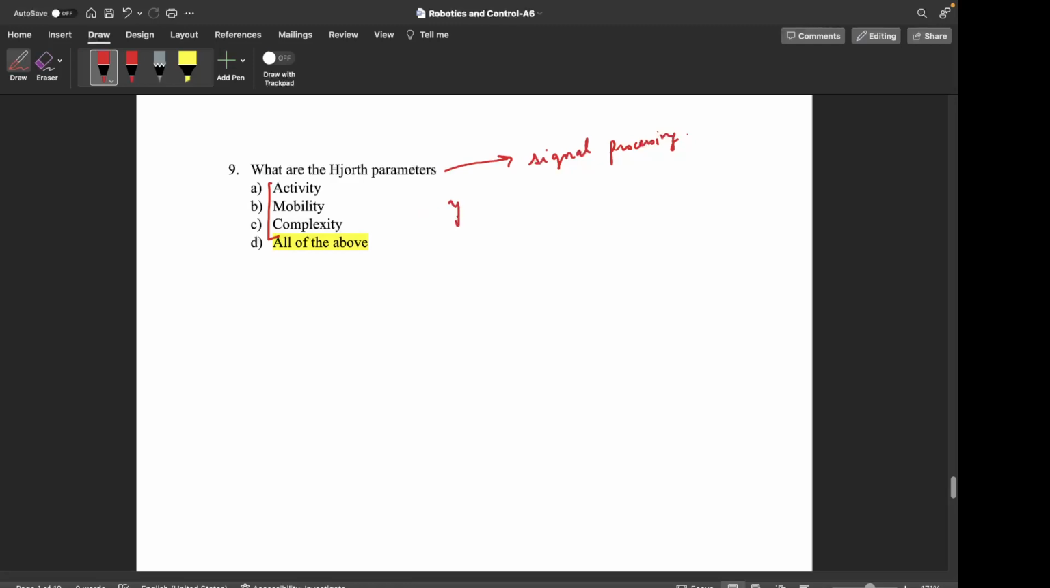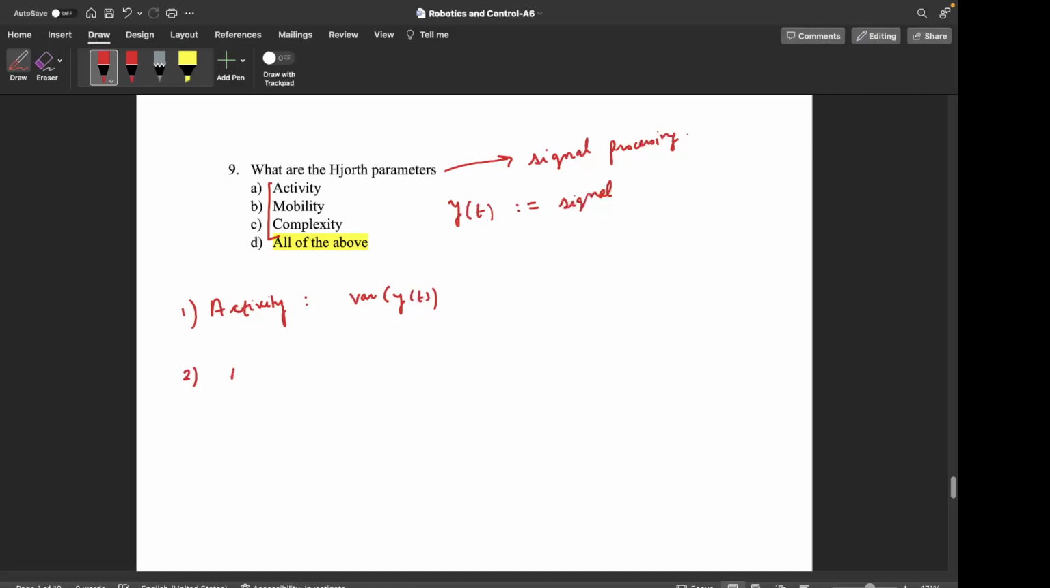So let's say we have a signal y(t). Then we can define these three parameters. First is activity, right? So activity is defined as the variance of this signal. Variance signifies how the data is spread around its mean. That is variance, right? So that is activity.